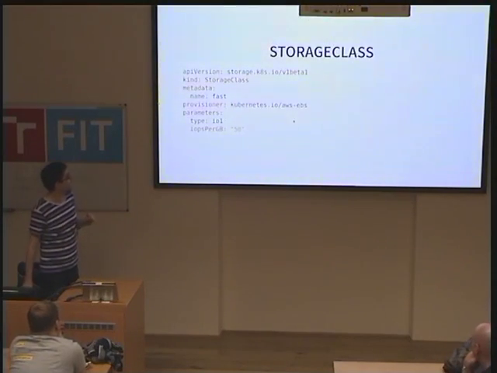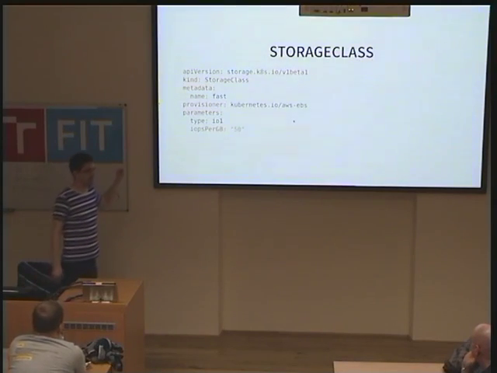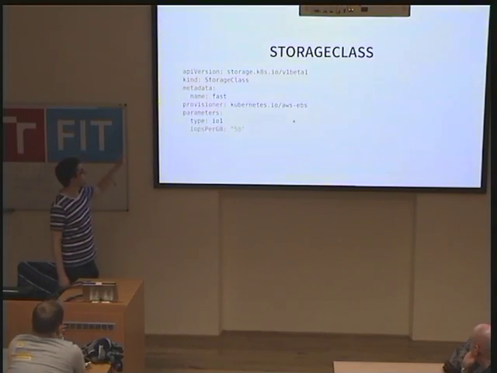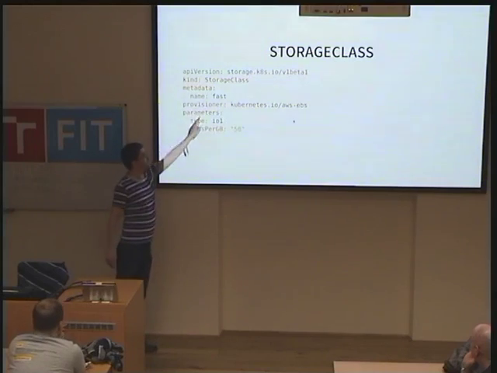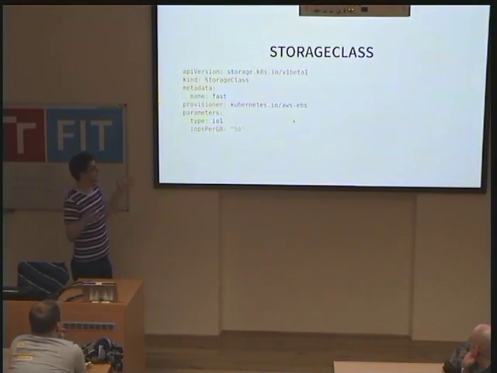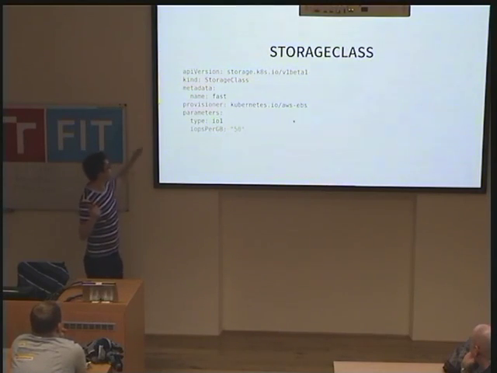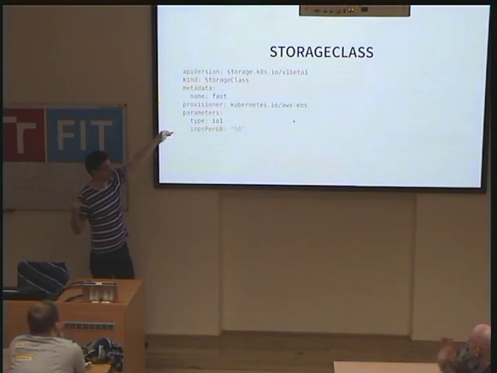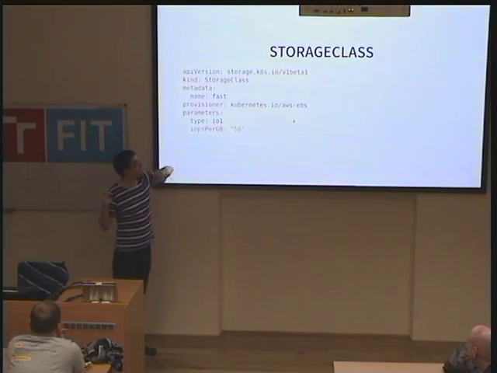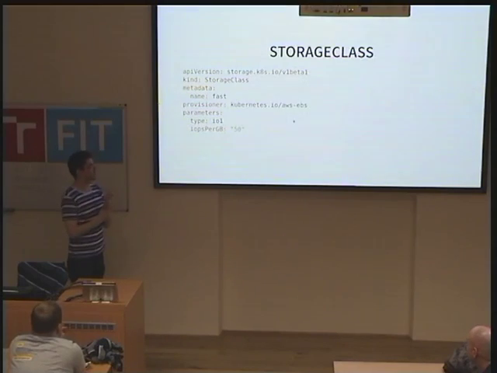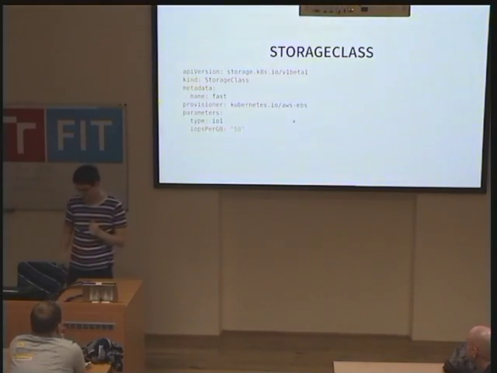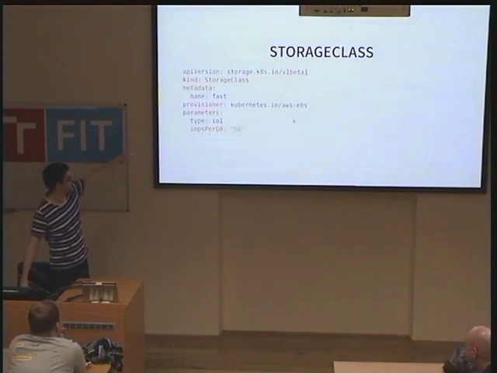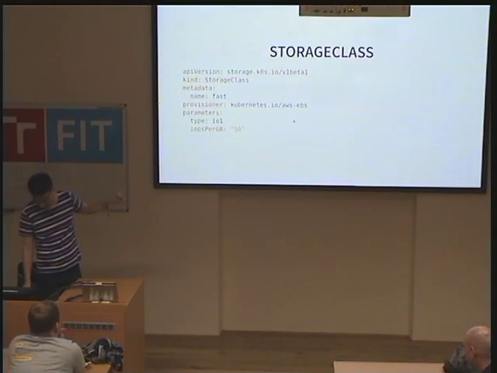So the storage class is again defined by the administrator. It has some arbitrary name. The admin can define as many storage classes as he wants with different names. What's important, it has the name of the provisioner and parameters for the provisioner. So that means, in this case, it will provision an Amazon volume with the best IOPS you can get there. So it's really fast.